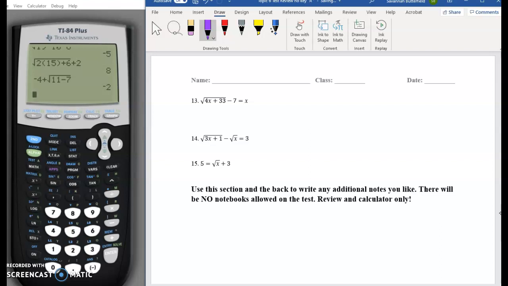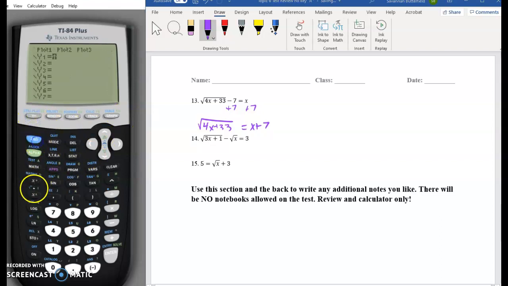You can move the 7 over if you want. You could add 7, and you could type this in as 4x plus 33 equals x plus 7. If that is easier for you just to get your square root by itself, go ahead. You don't necessarily have to. Since I already did, I will.